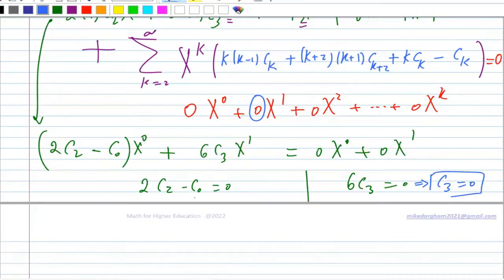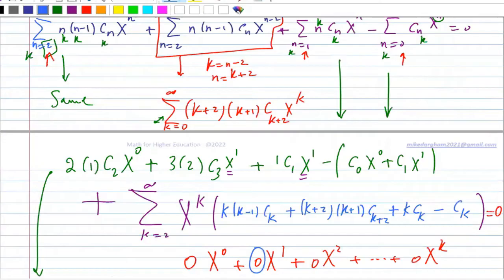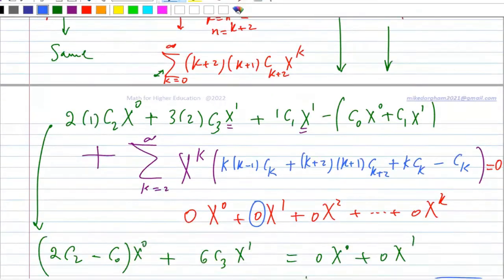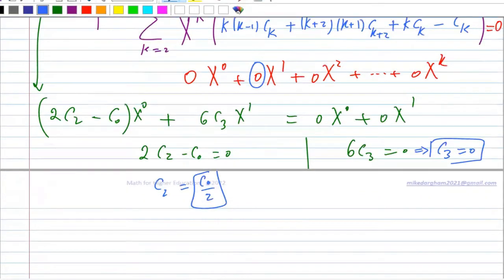Usually you find the one smaller in terms of the one bigger or bigger in terms of smaller. What do you say? We find the bigger in terms of smaller. So C2 should be C0 over 2. Okay, usually you expect to base your answers on C1. Now you notice that C1 vanished. You don't have anything in C1, right? So C1 is free.